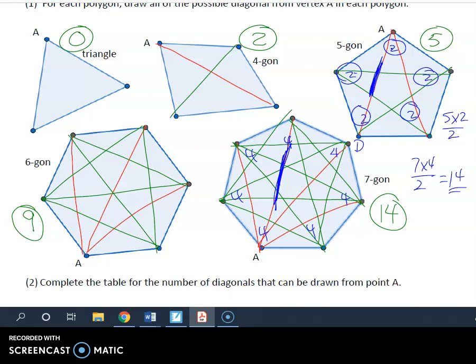Please don't begin the homework until you've done the diagonal activity first, because there are a couple of problems in the homework assignment that come from today's diagonal activity.